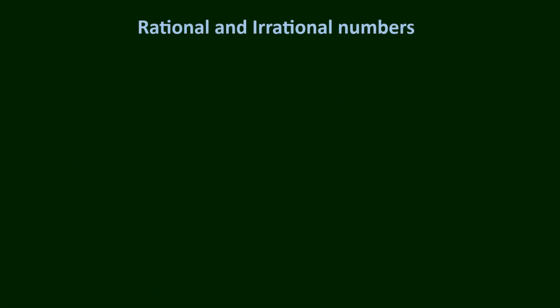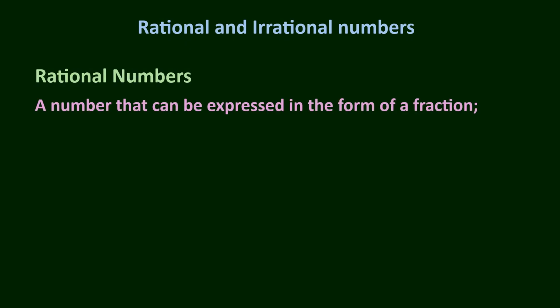Let's move on to the next topic: rational and irrational numbers. Considering rational numbers, what are rational numbers? A number that can be expressed in the form of a fraction. A rational number can be expressed as a fraction.